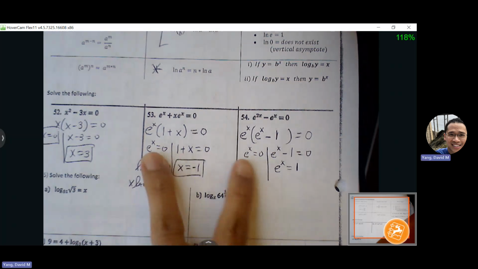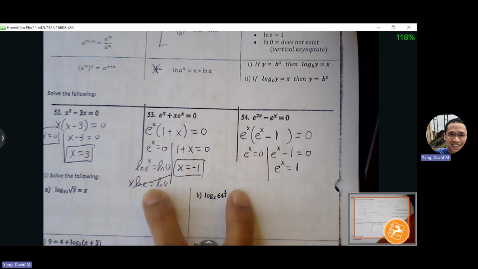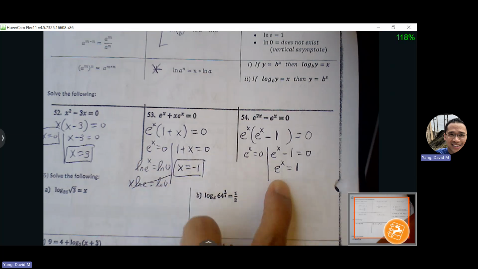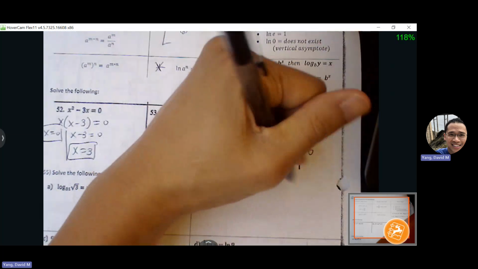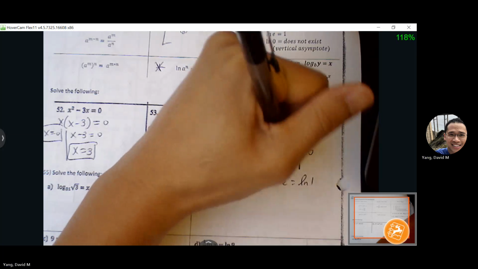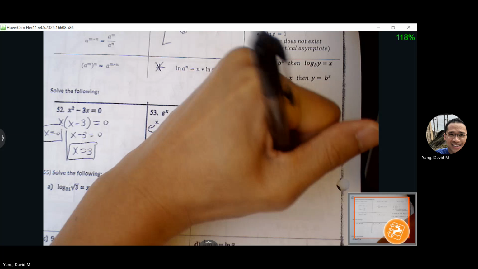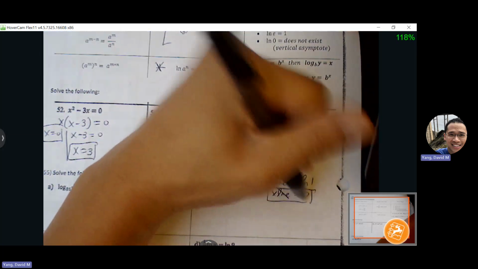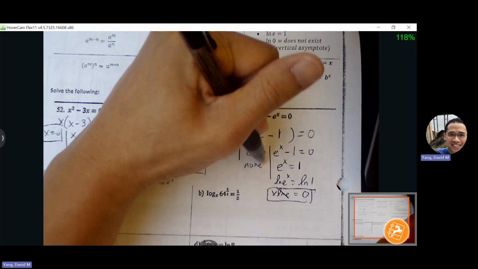Okay, e to the x equals 0. We're going to get the same issue here. No solution. E to the x equals 1. We can take the natural log of both sides. Bring the x down. Natural log of 1 is 0. Natural log of e is 1. X equals 0. So that is valid.